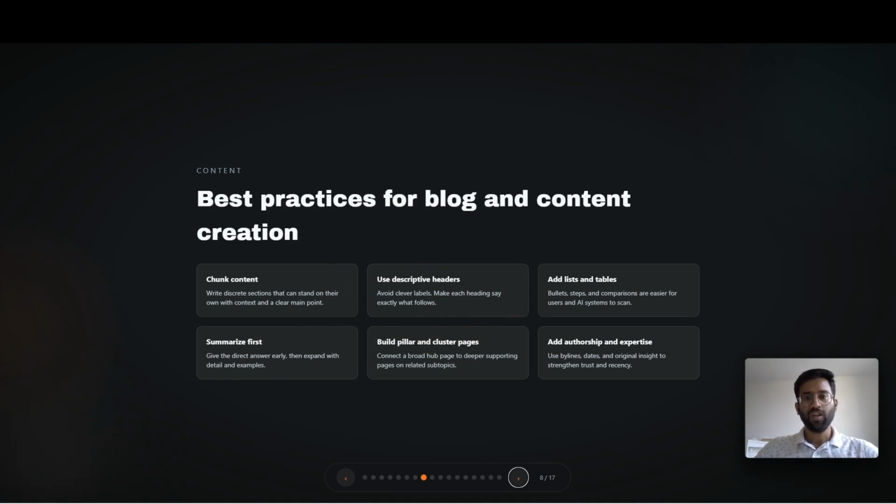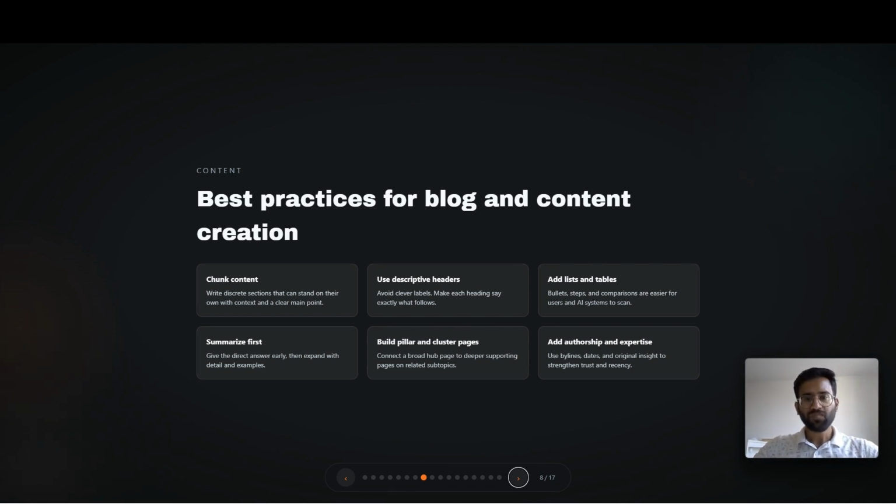Second one is use descriptive headers. Don't be overly clever with subheadings. A heading should tell both the reader and the AI system exactly what the next section is about. Clear headings will reduce the confusion for both human readers as well as the AI reader, and it will improve extractability for AI.